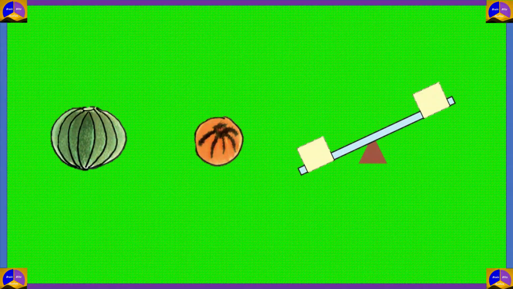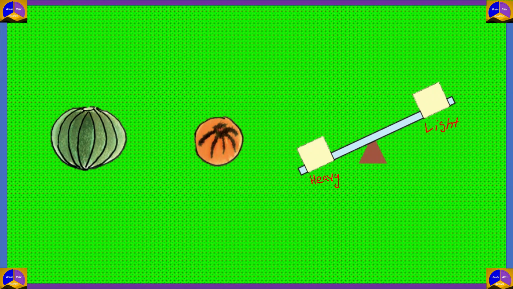Now, let's look at an example. Now, if you look into the seesaw, first we will see which is heavy and which is light. Now, if an object is heavy, it means that it will be in the lower part of the seesaw. So this means that this is heavy. And if an object is light, it will be in the higher part of the seesaw. So this means this is light.